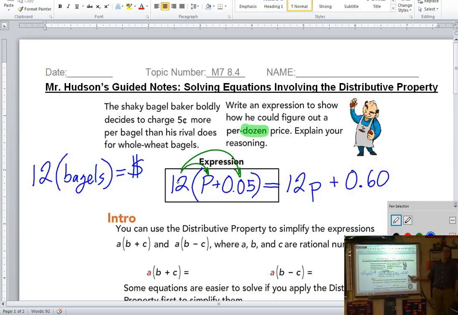And at a difference of 60 cents, if these bagels are better, I'm going to pay the extra. Like, that's not much of a difference. So that's why they say the baker boldly decides to charge more. When you decide to charge more, you're saying my product is better.